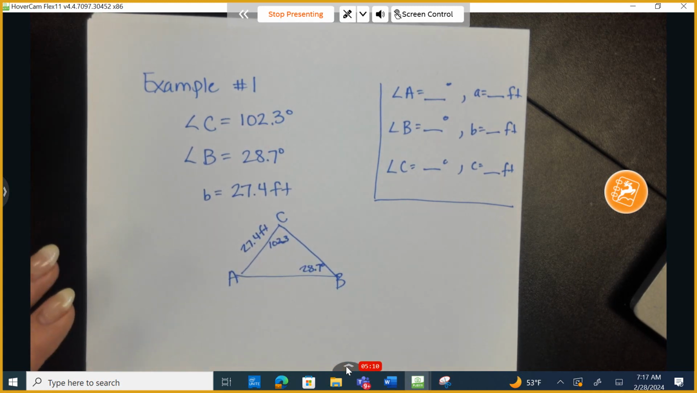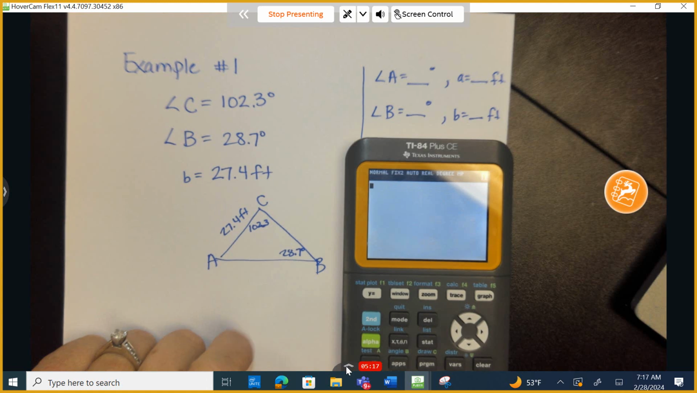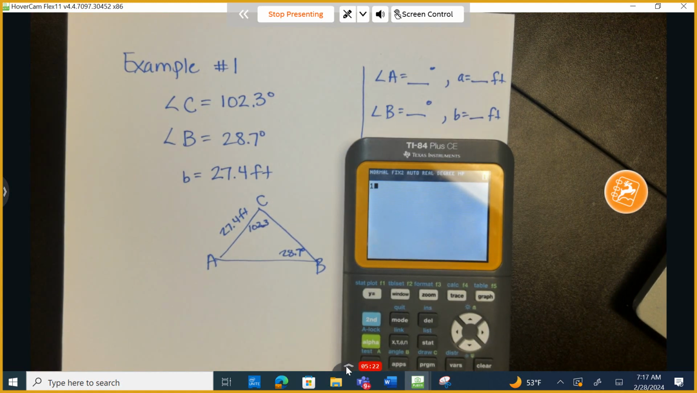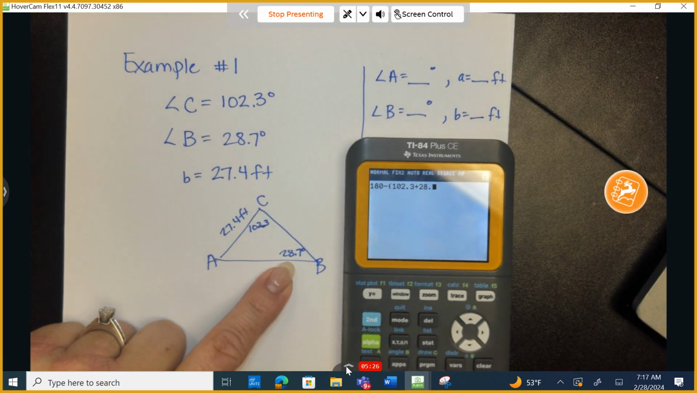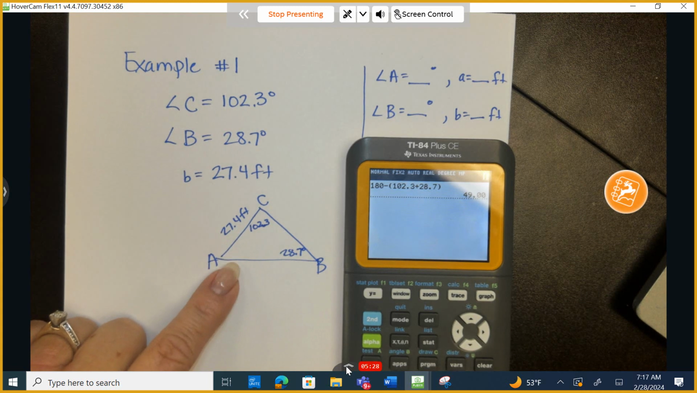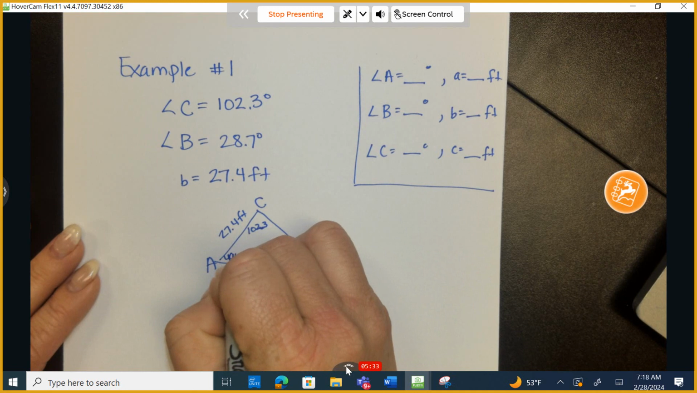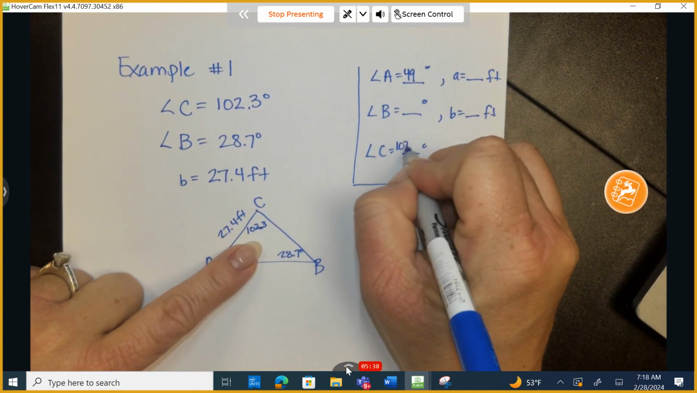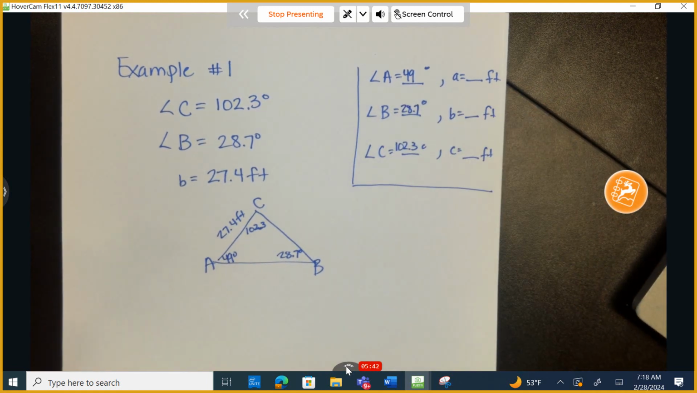So I know that the angles of a triangle, whether it's a right triangle or oblique triangle, always add up to 180. Let's grab our calculators and let's add this up. So I have 180, and I'm going to subtract 102.3 plus 28.7, and we can see this angle, angle A, is 49 degrees. Okay, I'm going to put this given information in. This is 49. Angle C is 102.3, and angle B is 28.7 degrees.